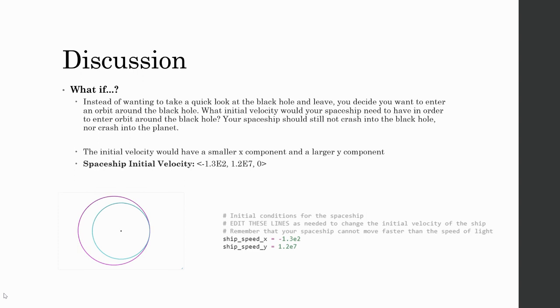To make the spaceship orbit the black hole instead of leaving the system, we need to change the initial velocity. To force the spaceship into orbit, the magnitude of the x component of the initial velocity must be smaller, and the magnitude of the y component must be greater than that shown in part 2. Through trial and error, we were able to determine a new initial velocity, which caused the spaceship to orbit around the black hole as seen in the image.